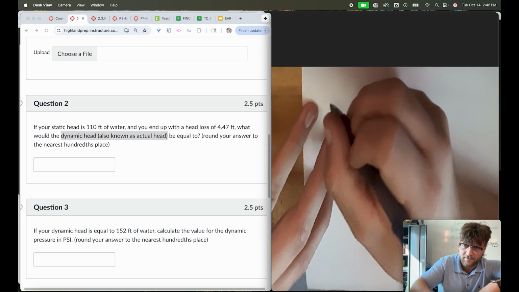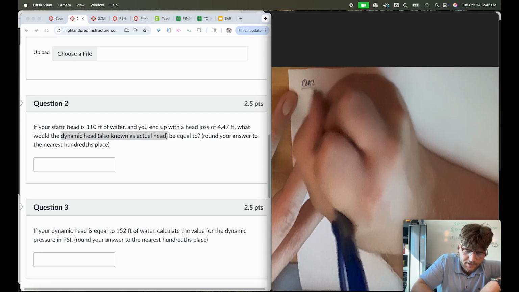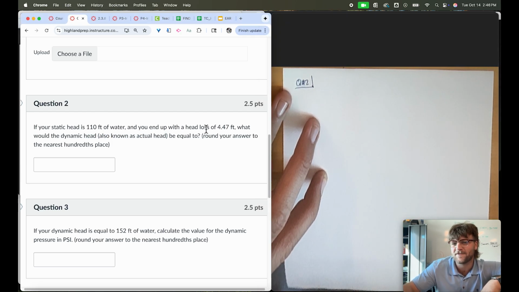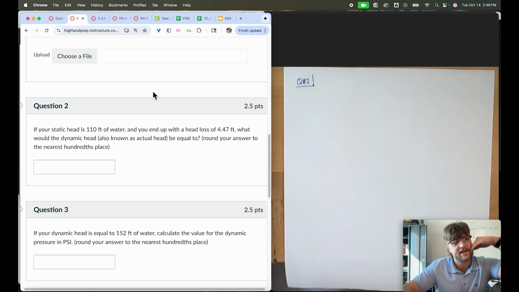And so question number 2 here, we'll put up at the top here, Q number 2. It says if your static head is 110 feet of water and you end up with a head loss of 4.47 feet, what would the dynamic head, which is also known as the actual head, be equal to? So they want us to round our answer to the nearest hundredth place. Remember that all these answers will also accept up to 5% error.